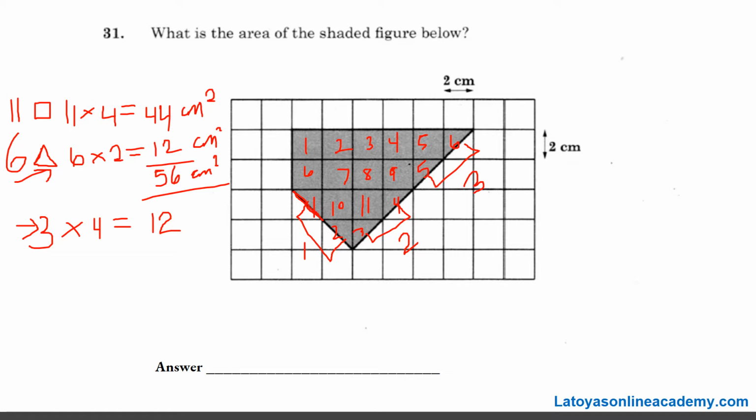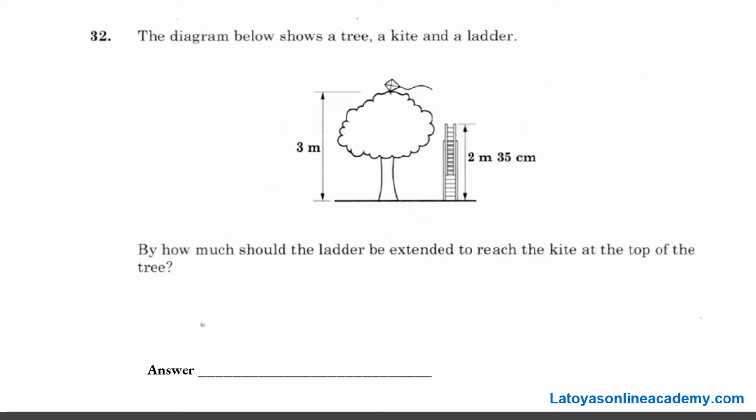Or someone may say, well, miss, you have a total of 11 plus 12, 13, 14. So all I can do is multiply 14 by 4, and that's going to give me 56 centimeters squared. Okay, so either or, you're still getting the same answer, 56 centimeters squared.